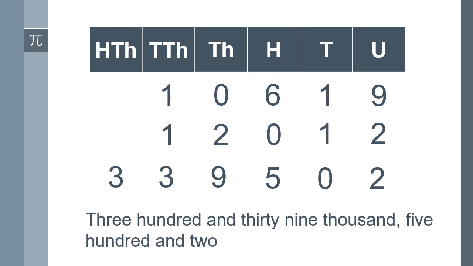So what you need to do with these sorts of questions is write out the column headings first, put your numbers in, fill any gaps with 0, but then say the numbers again to yourself to make sure that you've got it right. So that last one, if we read it off, we can see that it does say 339,502.